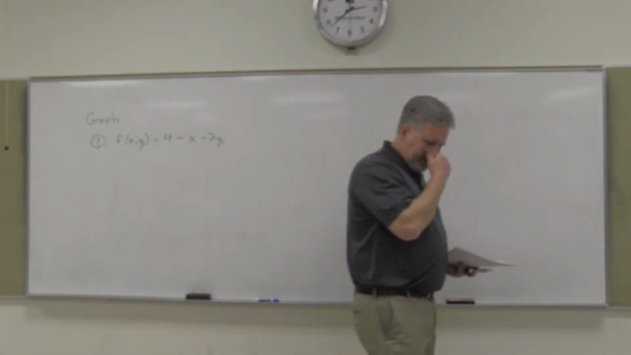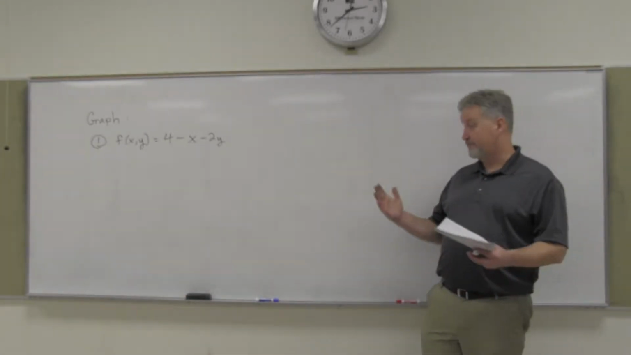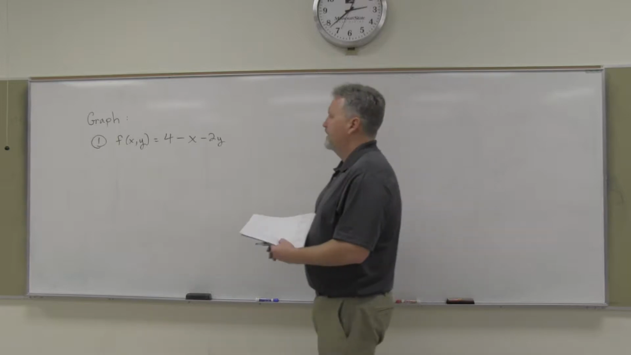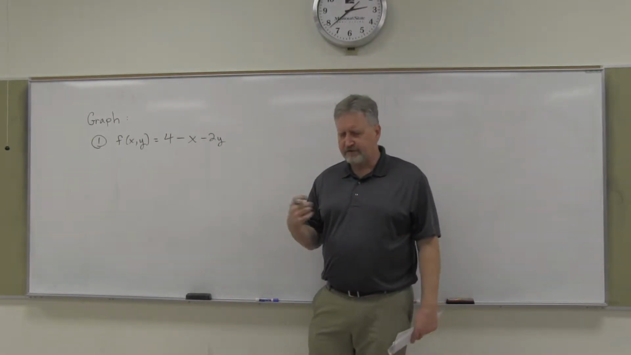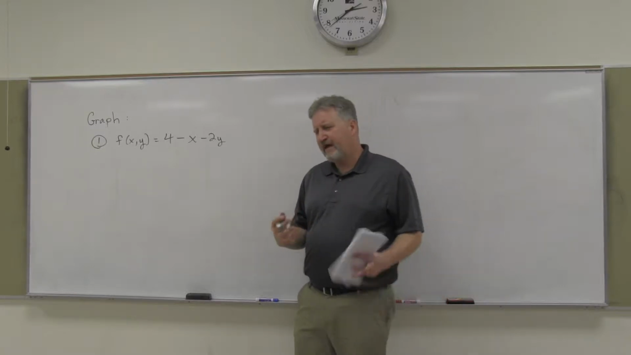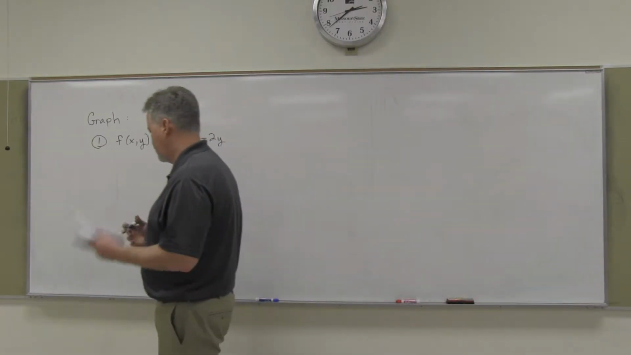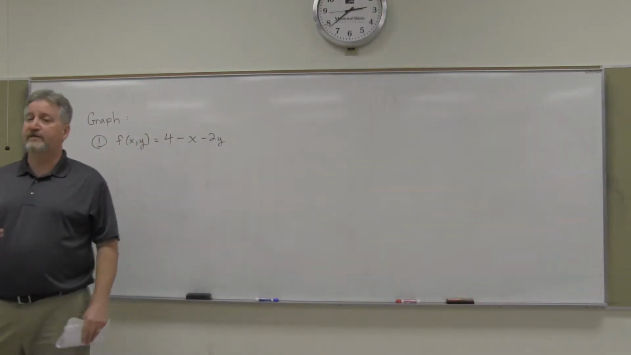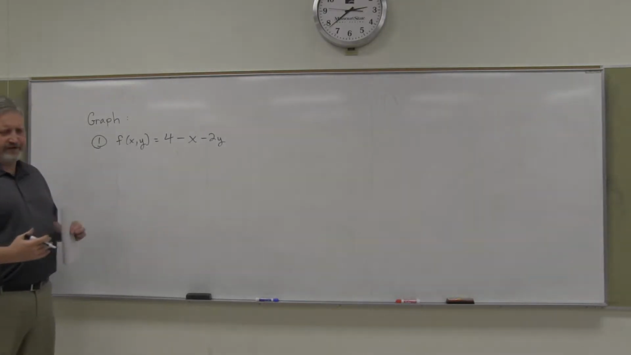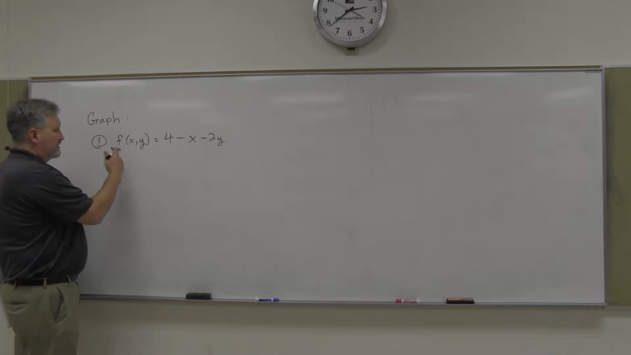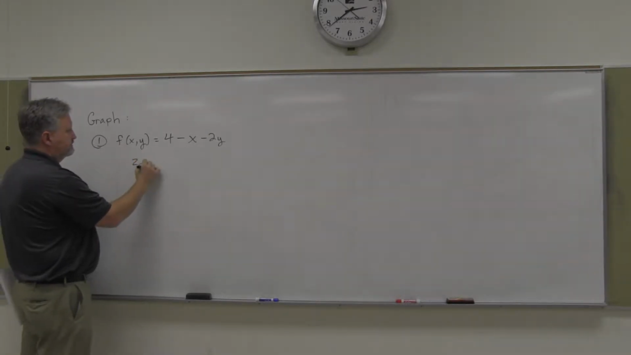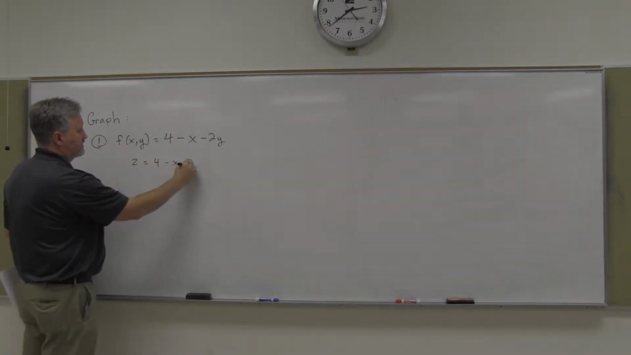All right, so let's talk about graphing some of these two variable functions here. Now this is one where we've kind of talked about it a little bit already, or we know what these are, because if we rearrange things, this is z equals 4 minus x minus 2y.